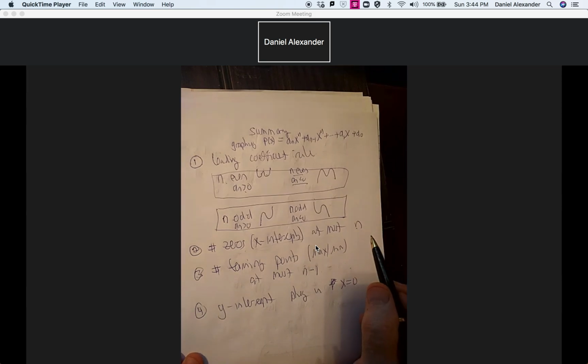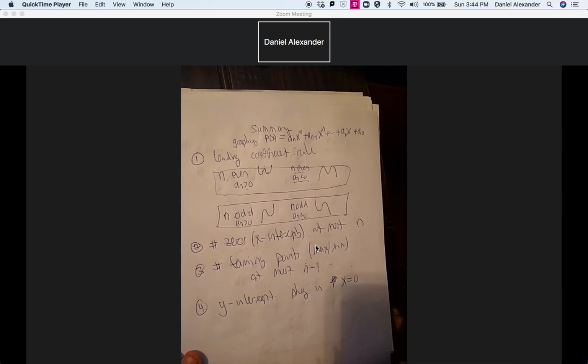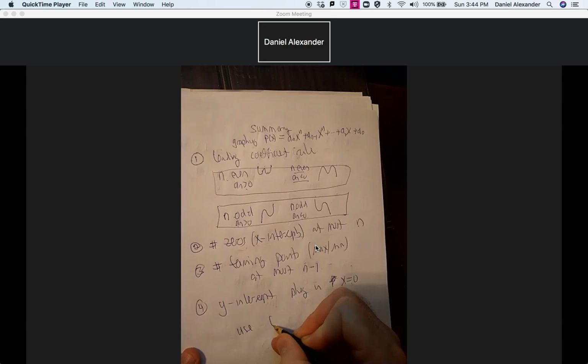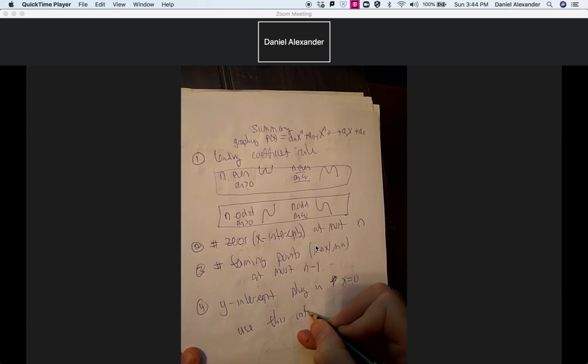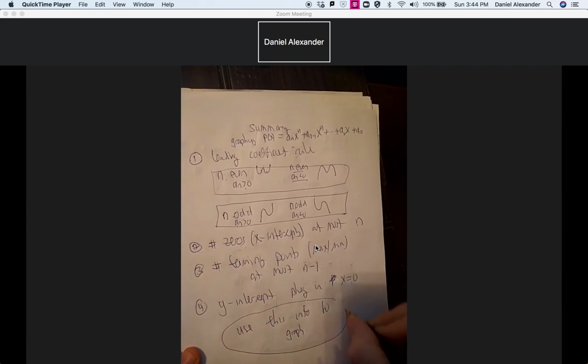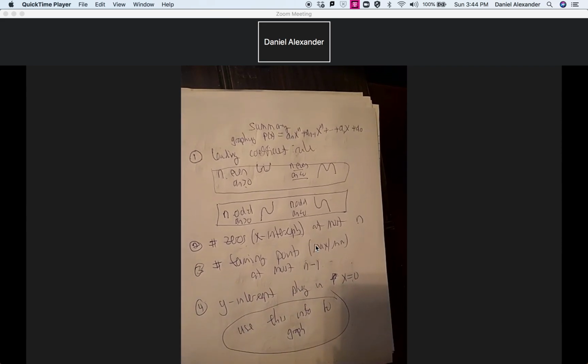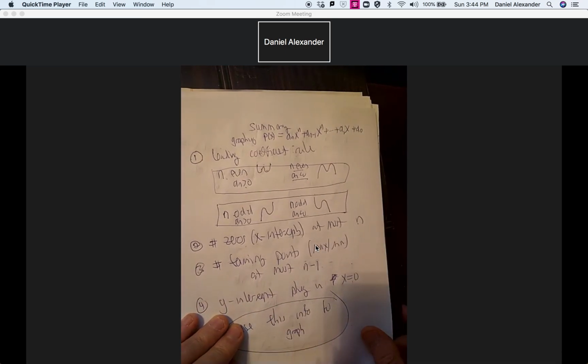The number of zeros, which are the x-intercepts, is going to be at most the degree. We may not have any. We've seen examples of that. The number of turning points is going to be at most n minus 1. I think of it as happening between the zeros. And we have a y-intercept, found by plugging in x equals 0. We'll use this info to graph. Our goal in graphing is that it's a pictorial way to understand the function. Maybe I'll go over that when I go through these examples.